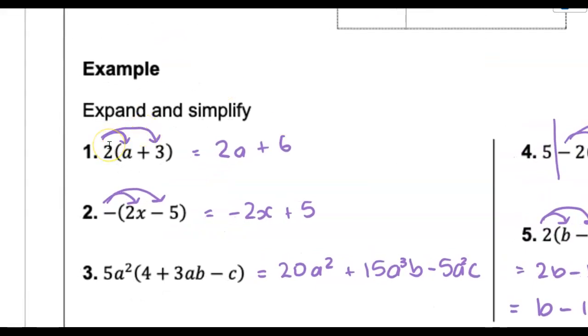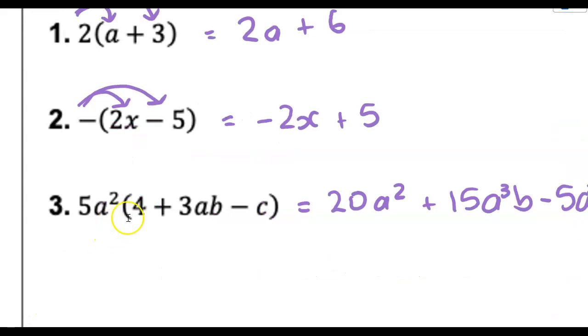Question number 1. Let's do that rule. I put the arrows in while I'm learning, but you don't need to put those arrows in. So it's 2 times A, which is 2A, and then 2 times 3, which is 6. Now, with the second one here, just be really careful. Out the front, there's a minus, but it's actually a minus 1. So we'd have minus 1 times 2x, which is minus 2x, and then minus 1 times minus 5. Remember that number has a sign in front of it. In this case, it's a minus. That will become plus 5.